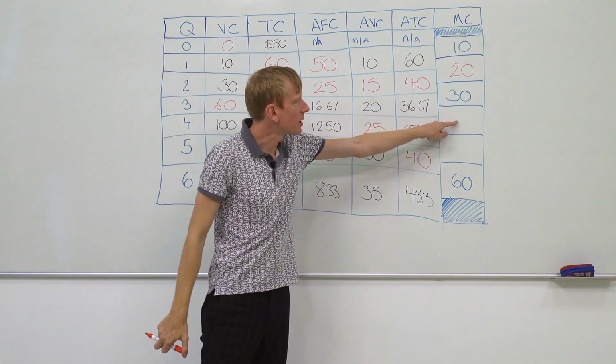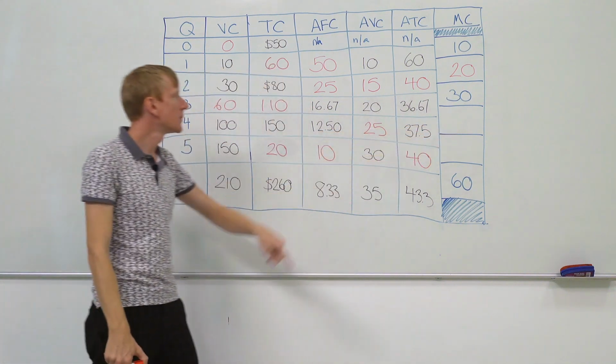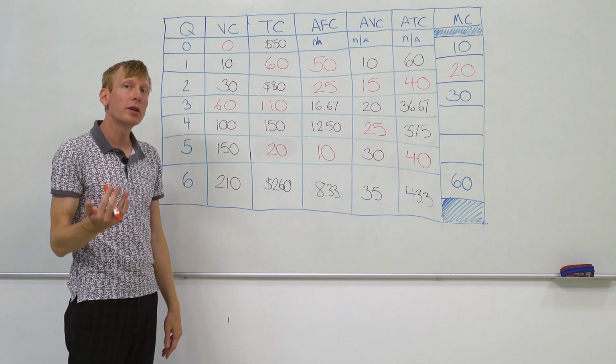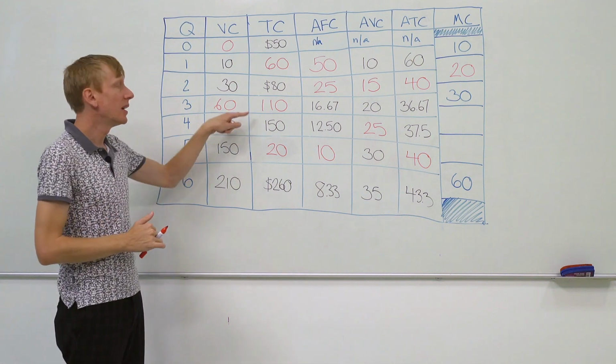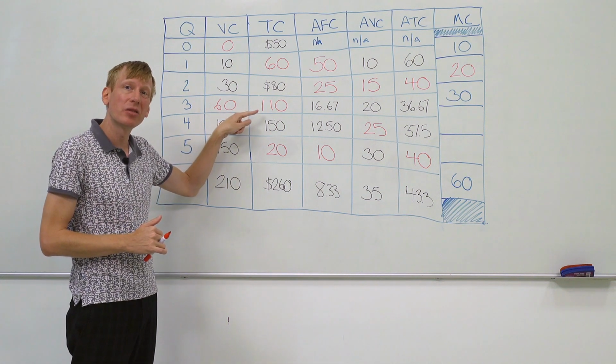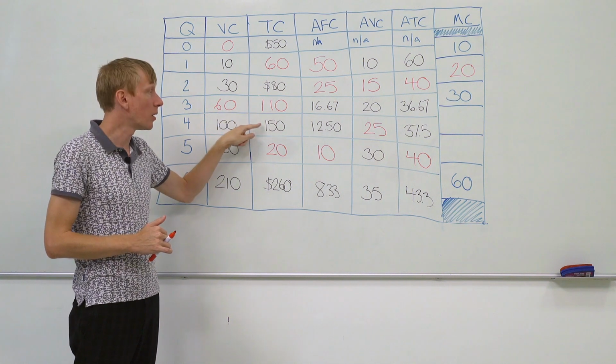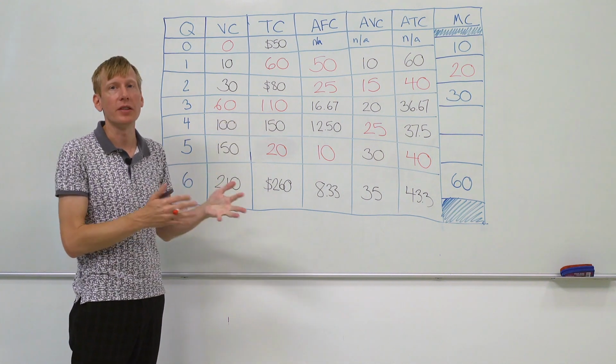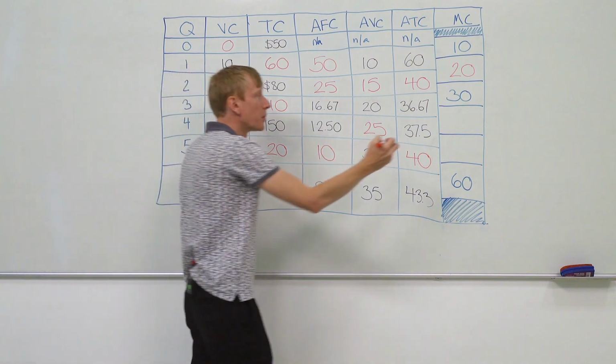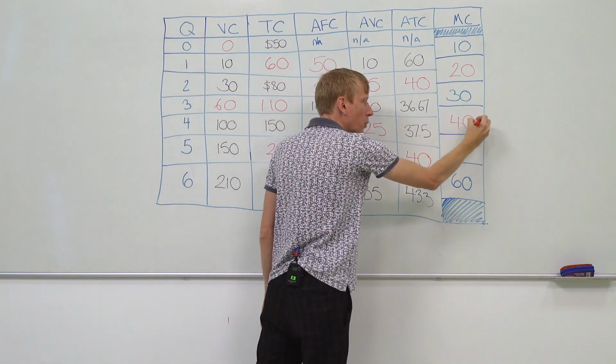Now, how about the marginal cost here for our fourth unit? If we produce 4 units instead of 3, it causes our total cost to increase from 110 to 150. 150 minus 110 is 40. Our marginal cost is 40.